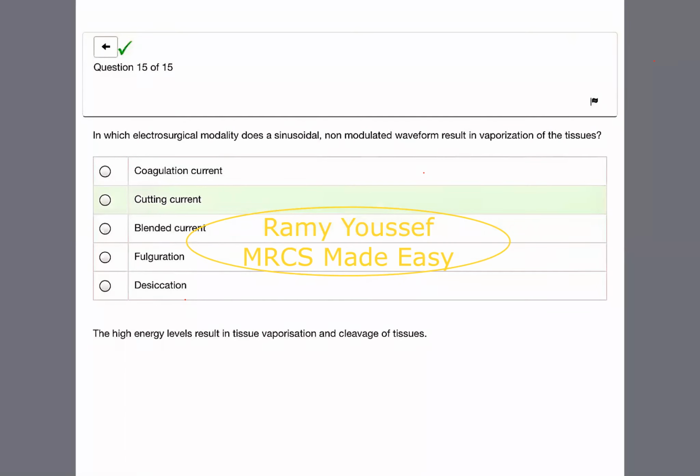I think it's easy now, the questions about desiccation and fulguration. I think it's very clear now. We can know it from the first word: sinusoidal, non-modulated, modulated, indirect with tissue, and away from tissue. These are very important keywords you have to say in any scenario, so you make sure this is your answer.